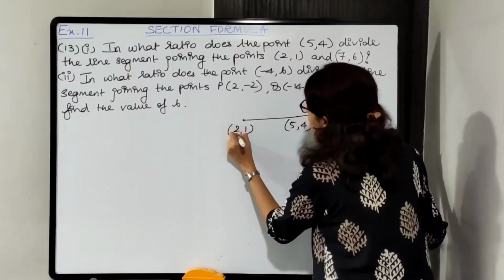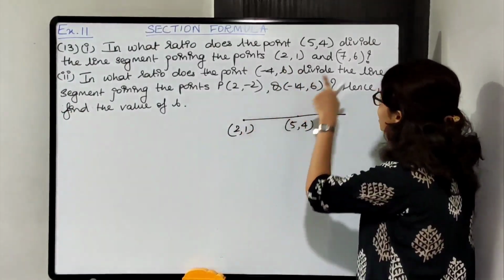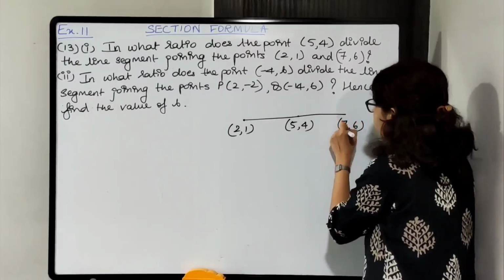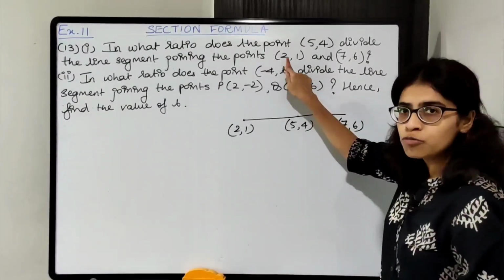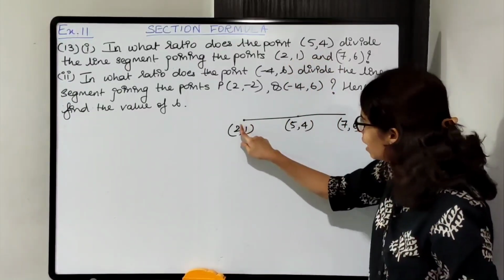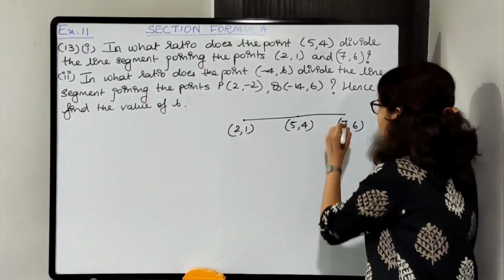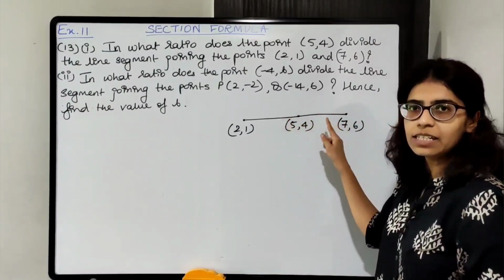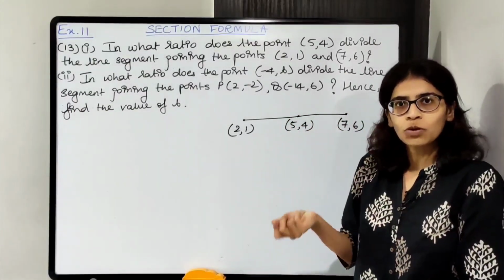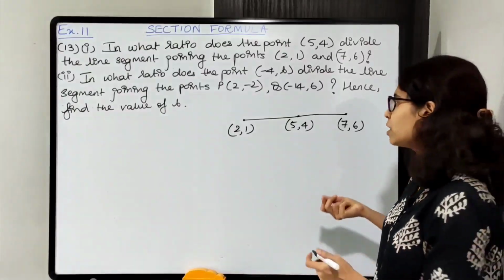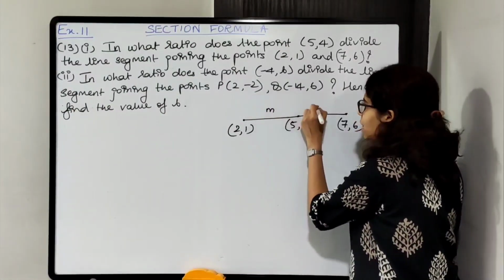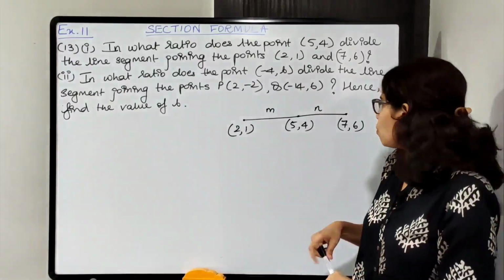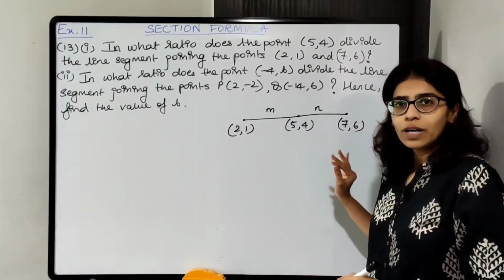First we'll draw the first one. 2, 1 comes first and then comes 7, 6. So line segment is formed joining these two points. End points ये दोनों है. And there is some point in between which is dividing it in some ratio. Okay, we don't know the ratio, find out करना है. So m and n we don't know, we need to find out. So coordinates दिया हुआ है तीनों points का.